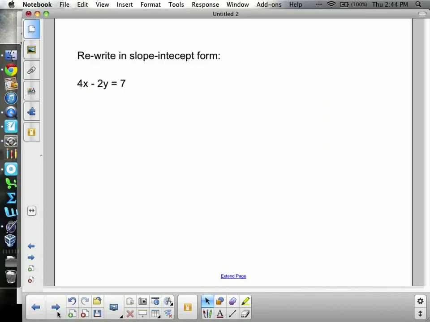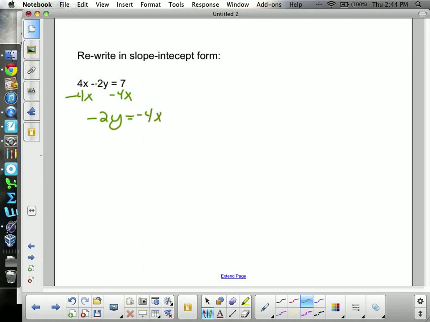Rewrite in slope-intercept form. We've done this a couple times. How am I going to rewrite this in the slope-intercept form? What's going to be my first step? Minus 4x to both sides. So -2y, do not lose that negative sign, is -4x plus 7.